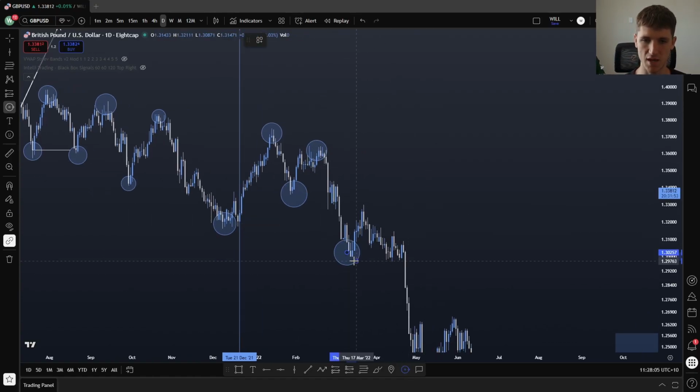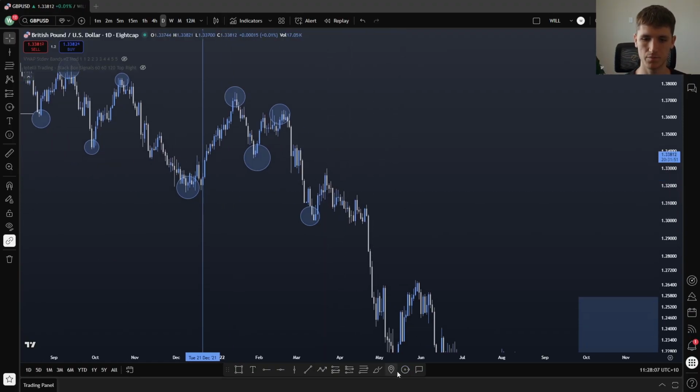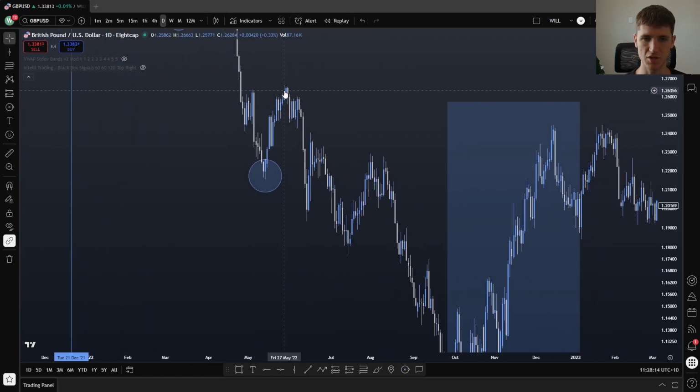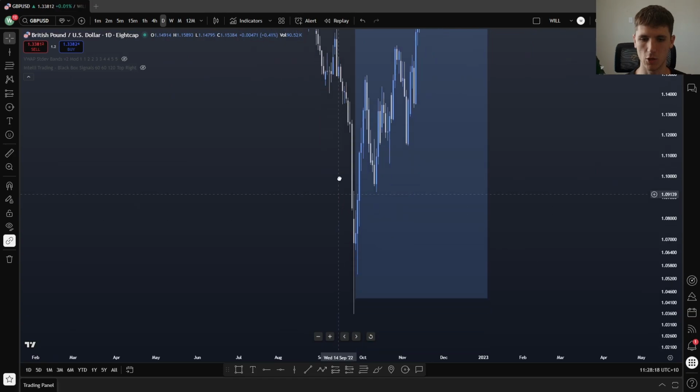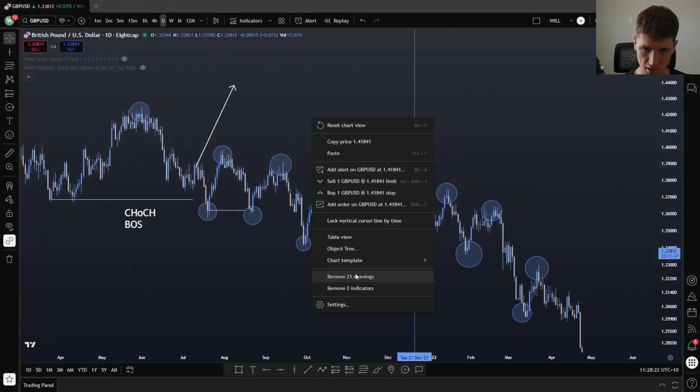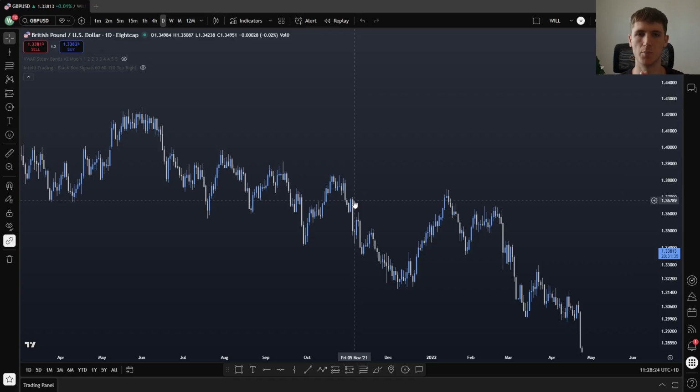Now we have another lower low, lower high, lower low, and so on. Lower high, lower low, lower high, lower low. So I hope you guys understand that. I hope you understand breaks of structure. I hope you understand key levels. I hope you understand market structure.